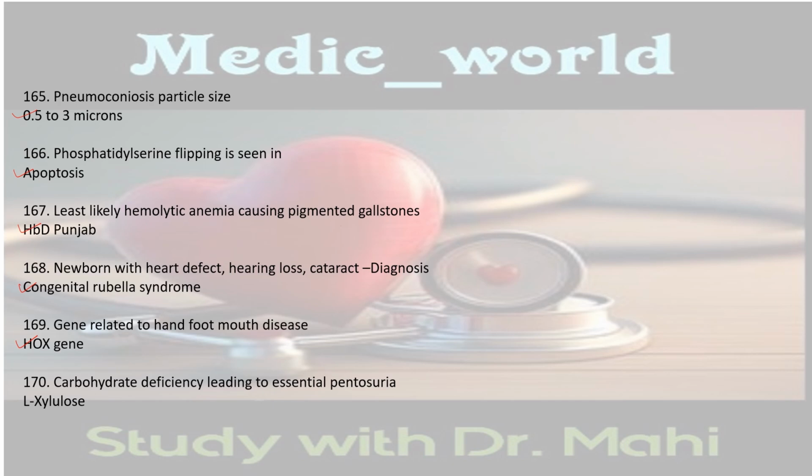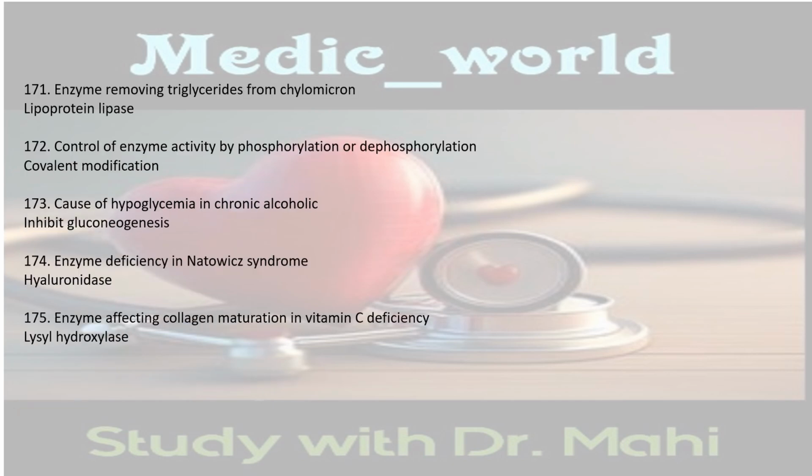The answer is L-xylulose. Enzyme removing triglycerides from chylomicron is the lipoprotein lipase. Control of enzyme activity by phosphorylation or dephosphorylation is covalent modification. Cause of hypoglycemia in chronic alcoholics is inhibition of gluconeogenesis.